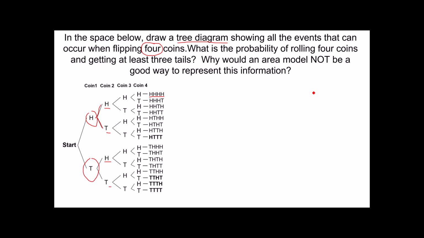The question is, what's the probability of flipping 4 coins and getting at least 3 tails? Well, let's walk through and see. At least 3 tails. We got 4 out of 16. Take a look here. This one doesn't work.